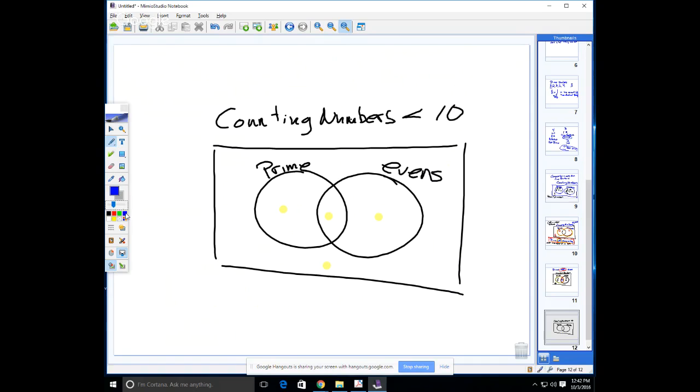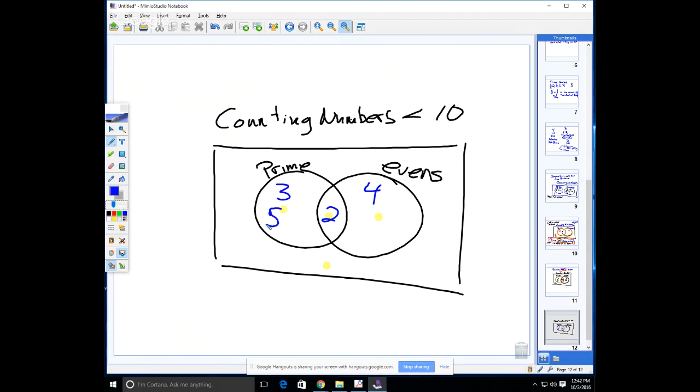Let's see, from earlier work, I know 2 goes in the middle. 3 is prime. 4 is even. 5 is prime. 6 is even. 7 is prime. 8 is even. 9 would be outside, right? Because it's not prime and it's not even, because 9 is 3 times 3. Yeah, so 9 would be out here.